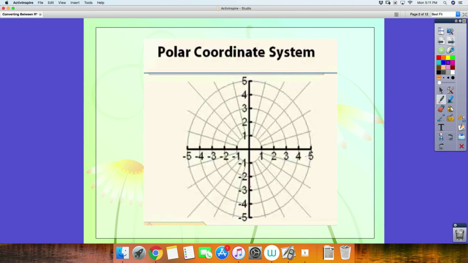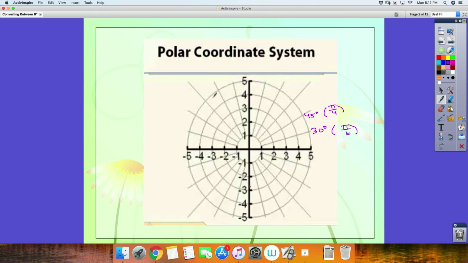Now, it's important for you to realize when we're using the polar coordinate system, it still aligns with the unit circle that you've used in previous lessons. So you're going to have to keep a copy of your unit circle nearby so that you can reference it. So for example here, this line would be an angle of 30 degrees or pi over 6. This one would be 45 degrees or pi over 4. On and on.